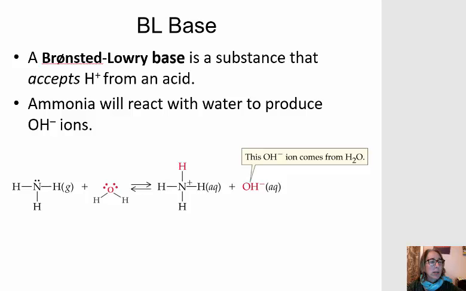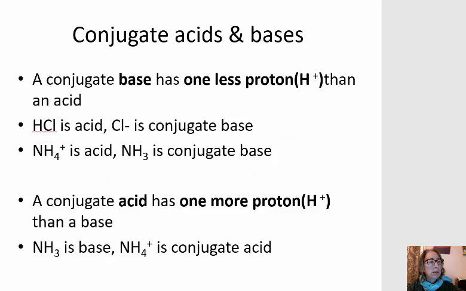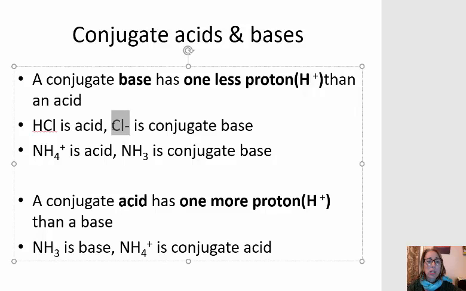Now the difference between a conjugate acid and its base or a conjugate base and its acid is just a proton. The acid always has one more proton. So if we look at HCl, if that is our acid, then its conjugate base will be what we get after we remove an H+. So chloride is the conjugate base.